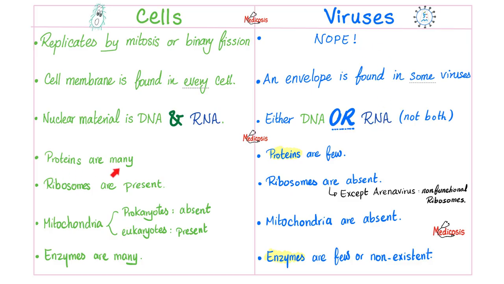In living cells, the proteins are many. In viruses, the proteins are few. Living cells have ribosomes. Viruses do not have ribosomes, with an exception of the arenavirus. It has ribosomes that do not function or whose function is not known up to this point. Mitochondria are present in eukaryotic cells but absent in prokaryotic cells. In viruses, mitochondria are absent. Living cells have many enzymes. In viruses, the enzymes are few or non-existent.